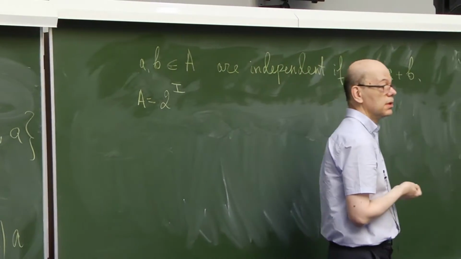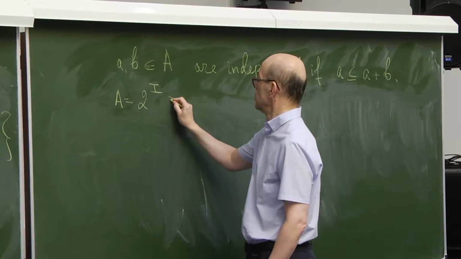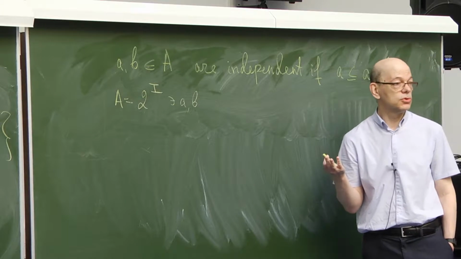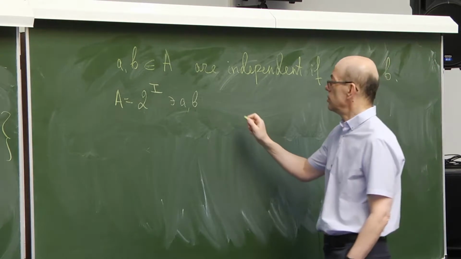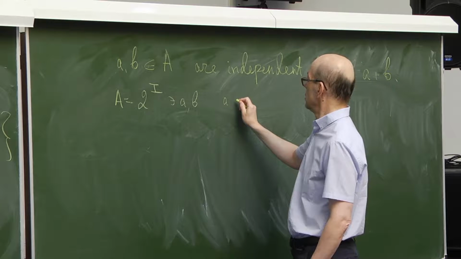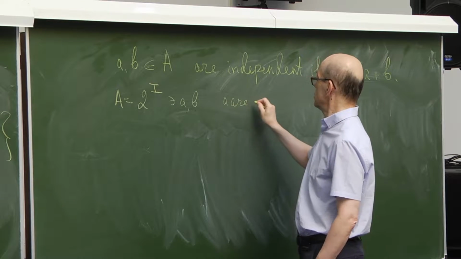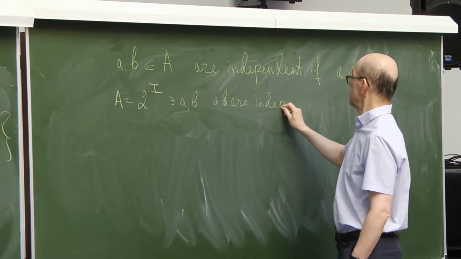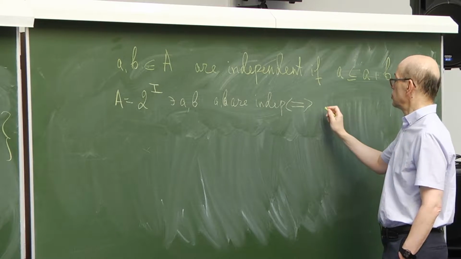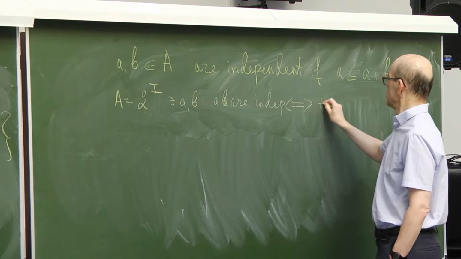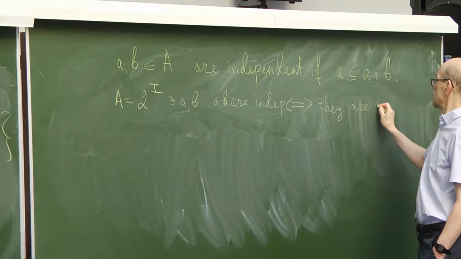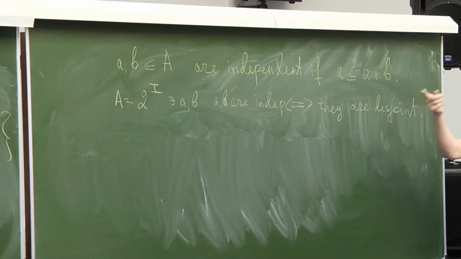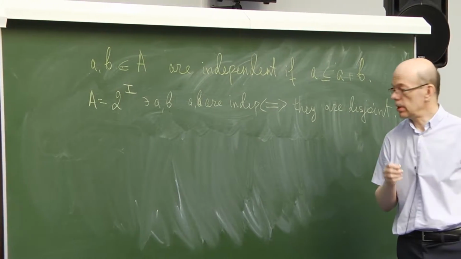Elements are subsets. When two elements are independent, these are two subsets, and independent means just disjoint. So A and B are independent if and only if they are disjoint as subsets of I. So this notion of disjointness of subsets extends in this way to arbitrary additive posets.